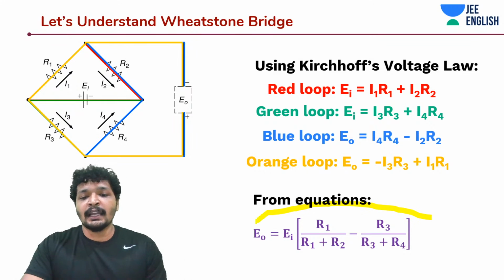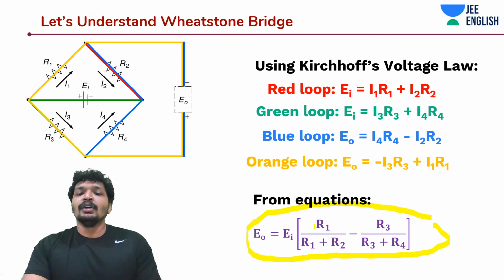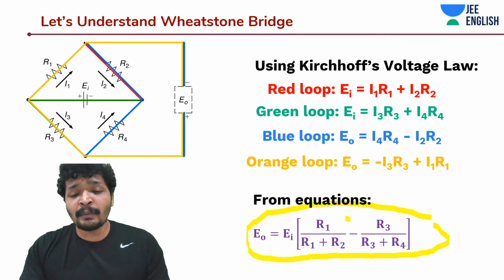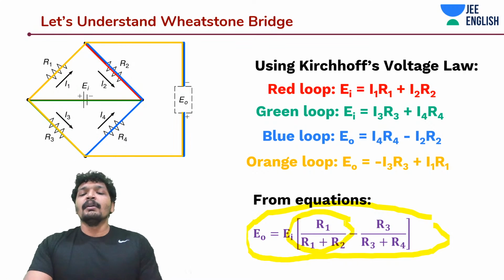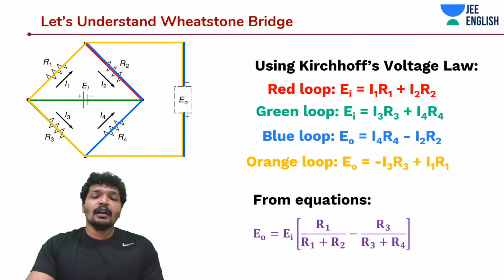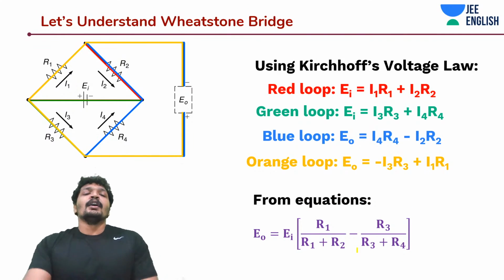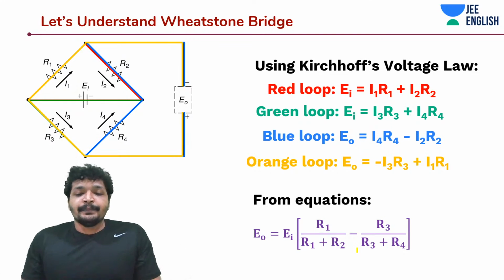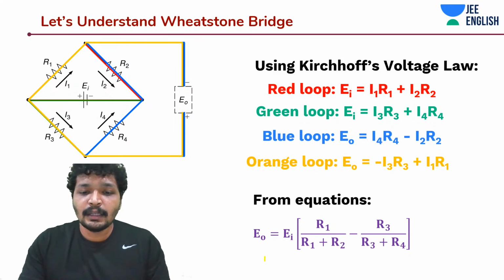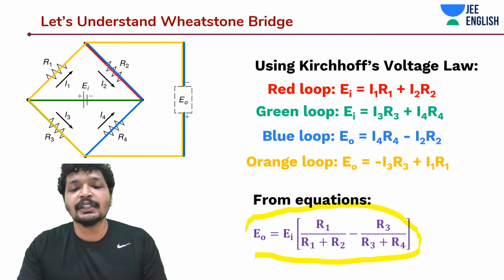in terms of EI, which is going to be: E naught is equal to EI into R1 by R1 plus R2 minus R3 by R3 plus R4. What did you get over here? The Wheatstone Bridge equation. This is called the Wheatstone Bridge equation.